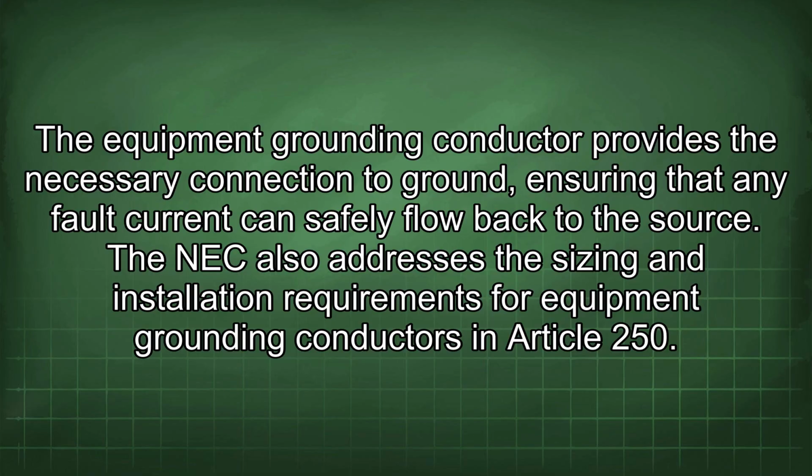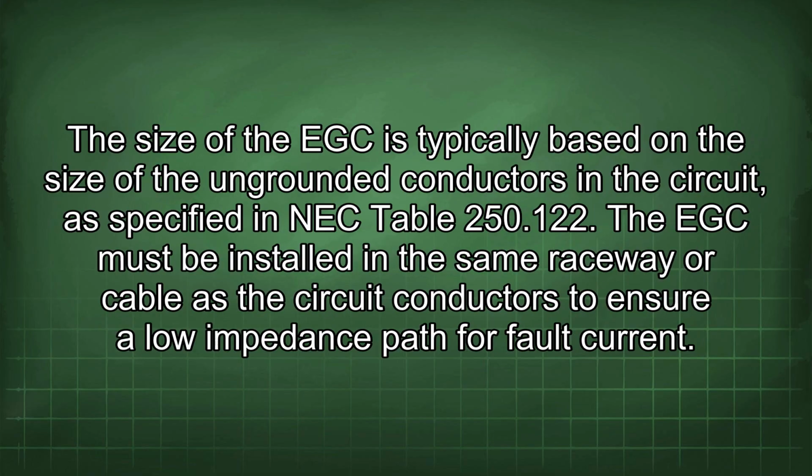The NEC also addresses the sizing and installation requirements for equipment grounding conductors in Article 250. The size of the EGC is typically based on the size of the ungrounded conductors in the circuit, as specified in NEC Table 250.122. The EGC must be installed in the same raceway or cable as the circuit conductors to ensure a low impedance path for fault current.